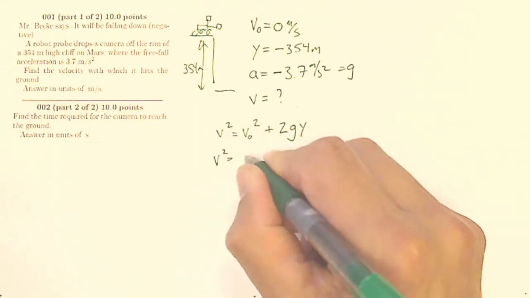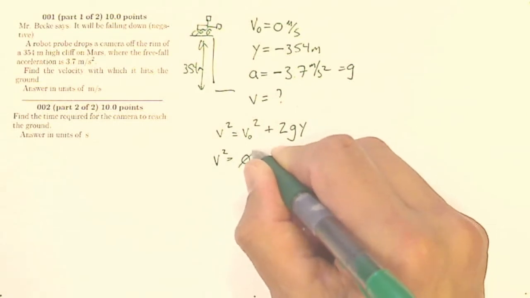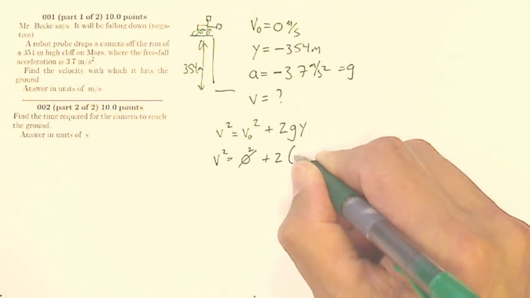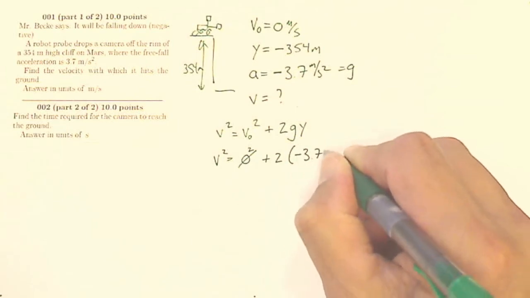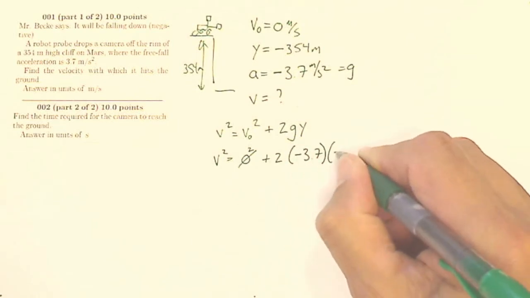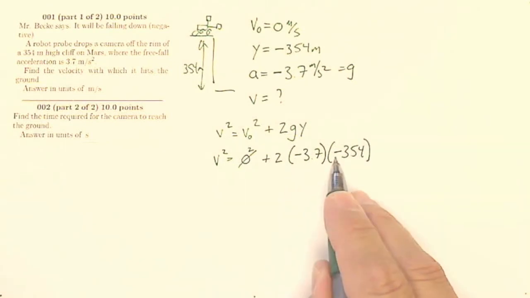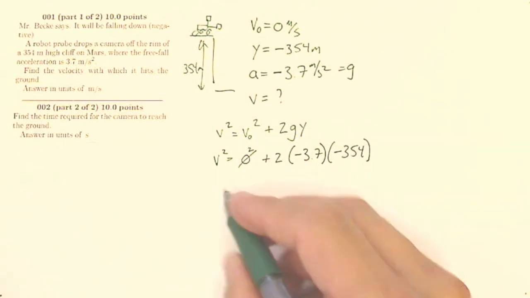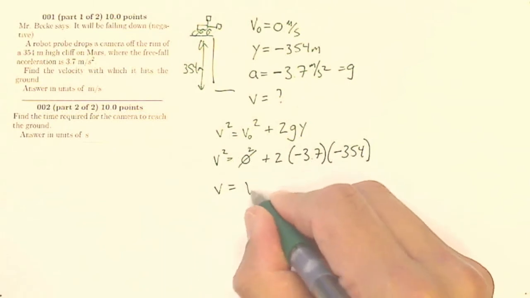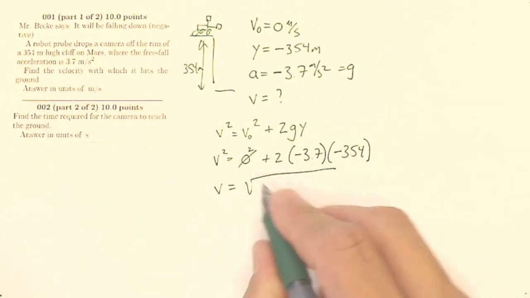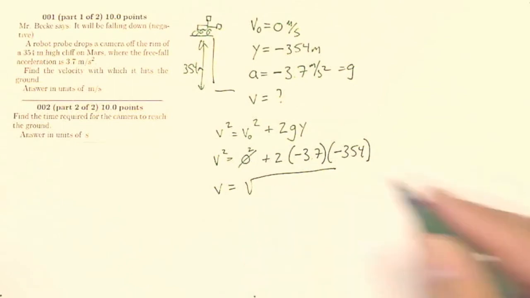My initial velocity is 0, so that doesn't even matter when I square it, plus twice my acceleration is negative 3.7, and my distance I travel is negative 354. So luckily that negative and that negative will cancel out, making this positive. So when I find the square root, I'm going to get the square root of 2 times negative 3.7 times negative 354, and that's going to give me my answer for part 1 for question 1.